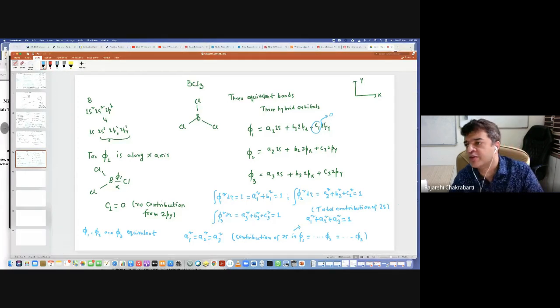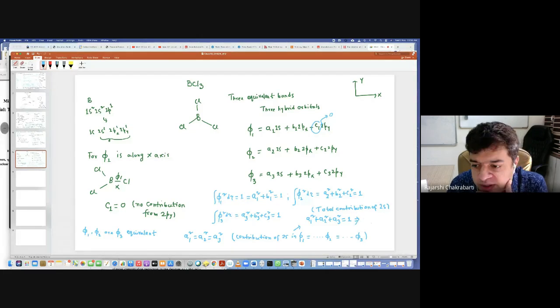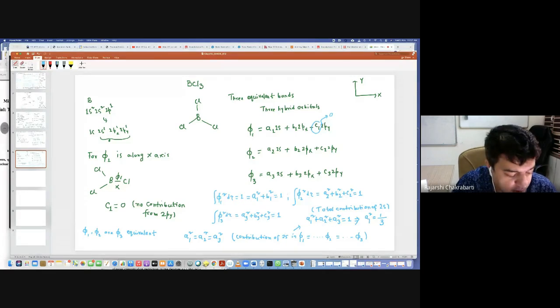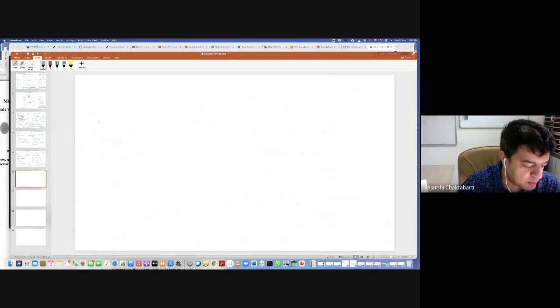The total contribution of 2s: a1 square plus a2 square plus a3 square equal to 1. It basically tells you that a1 square is equal to 1 by 3, because a1 square is equal to a2 square plus a3 square. If I put it there, I get a1 square equal to 1 by 3. And I can choose, so let us choose a1 as 1 by root 3. Let us choose one of the roots as 1 by root 3.